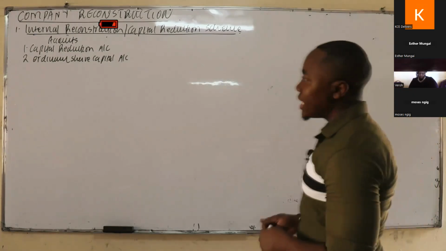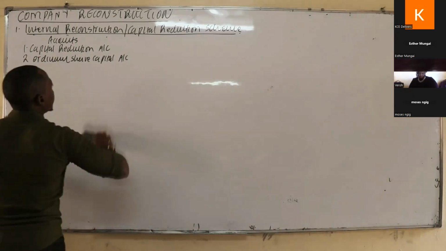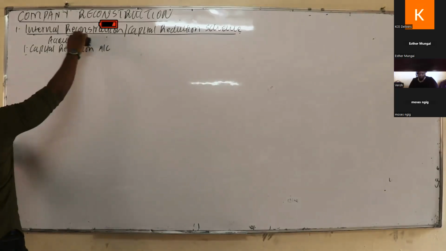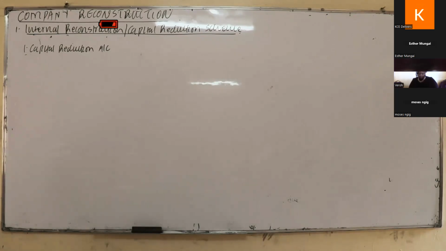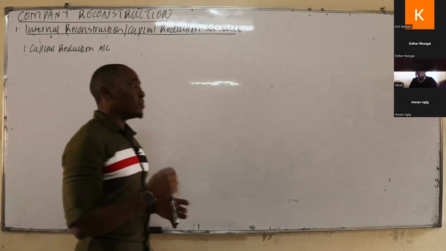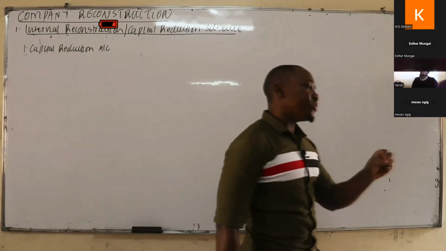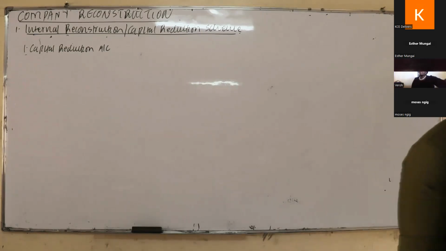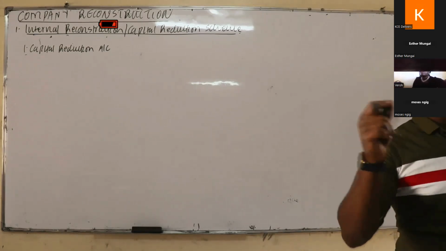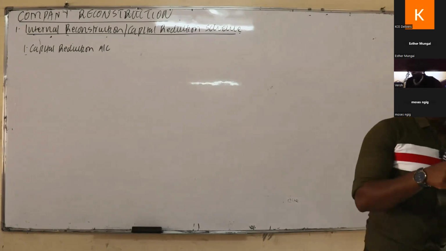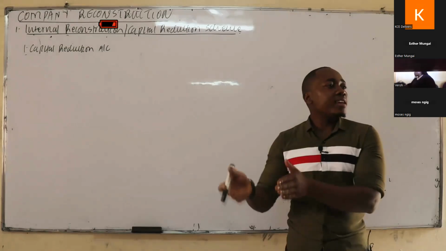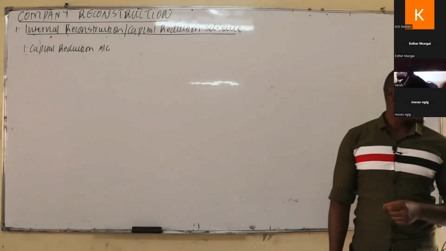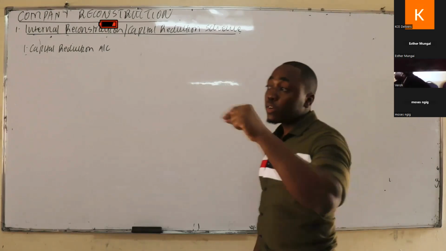The first one is the capital reduction account. Internal reconstruction mostly happens when the company is struggling financially. That means they have been operating at losses for a given period of time. In their balance sheet, instead of having retained earnings, what do you expect to have? Retained earnings is the profit for the year which is retained, which is part of the reserve. But if the company has been operating at losses, you get accumulated losses.